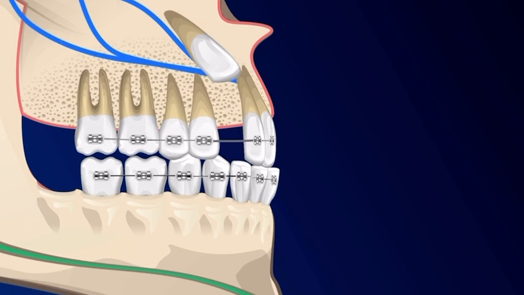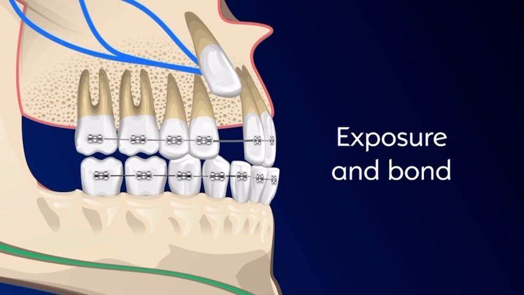For some patients, an impacted tooth will not move into a normal position in the mouth even if there is enough space for the tooth. When this occurs, the orthodontist will refer the patient to an oral and maxillofacial surgeon to assist with guiding the tooth into proper position with a procedure called exposure and bond.